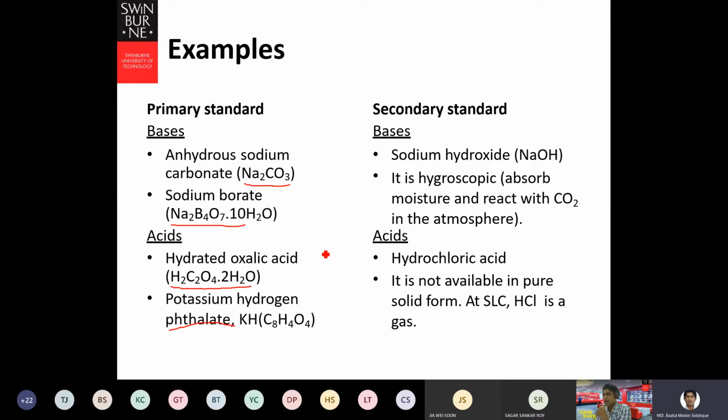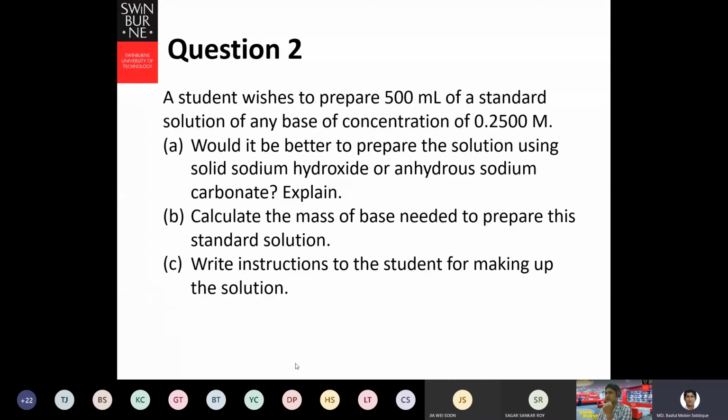And acids like hydrochloric acid and also sulfuric acid are also not primary standards, because they cannot be found in solid form in standard laboratory conditions. HCl, moreover, is a gas. Sulfuric acid is very hygroscopic. It absorbs water from the solution.